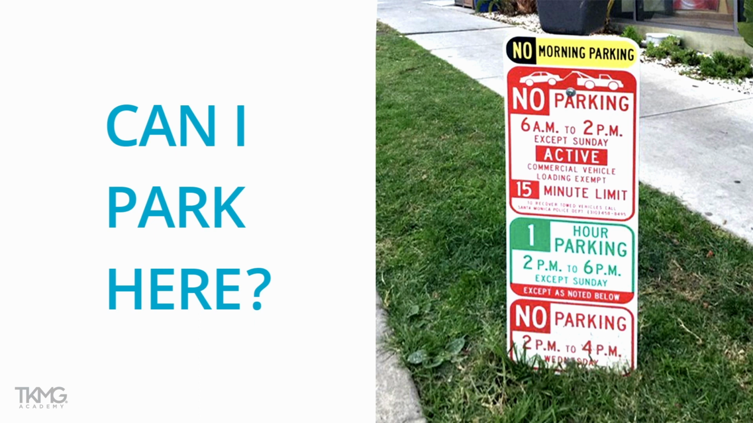Let's see. The top yellow area says there's no morning parking. And then there's no parking from 6 a.m. to 2 p.m. except on Sunday, which seems to go beyond what you might define as morning. There's active in bold letters, something about commercial vehicle loading exception, and it ends with a 15-minute limit. But if you're brave enough to read the next sign, it refers to the bottom sign, which is slightly covered in grass. If you're pressed for time, you may simply park and hope you don't get an expensive parking ticket.